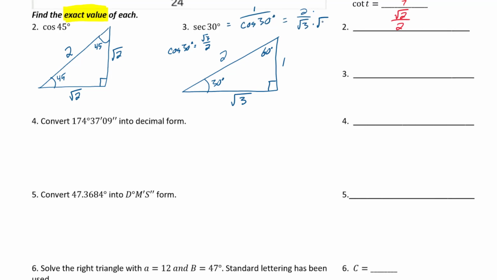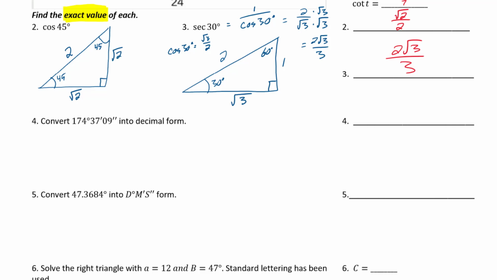And I'll go ahead and rationalize this by multiplying by the square root of 3, which now gives me a 2 square root of 3 all over a square root of 3 times the square root of 3, which gets rid of that radical, but doesn't get rid of the number, so it stays a 3. So the final answer for the blank would be 2 times the square root of 3 over 3.